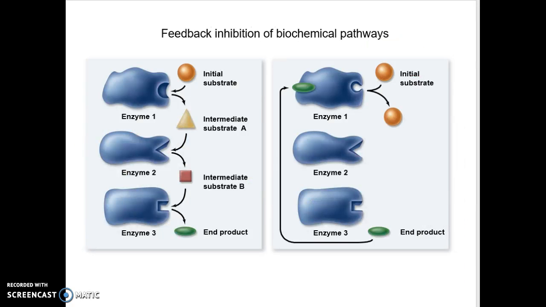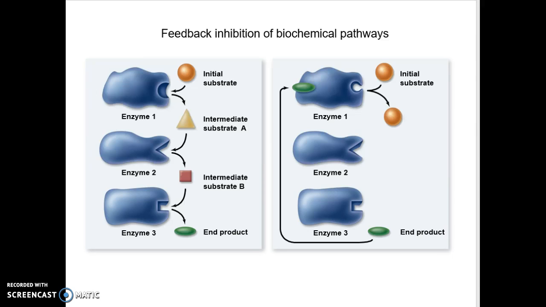Okay, so now pathways can be controlled with inhibitors, and the control process is known as feedback inhibition. So we look at the example here. Substrate goes in to enzyme 1, becomes intermediate, or substrate A, goes into enzyme 2, becomes substrate B, goes down to enzyme 3, becomes the end product. Now, let's say this is testosterone, or better yet, an easier example, estrogen, progesterone, the female reproductive cycle. So the end product is estrogen.